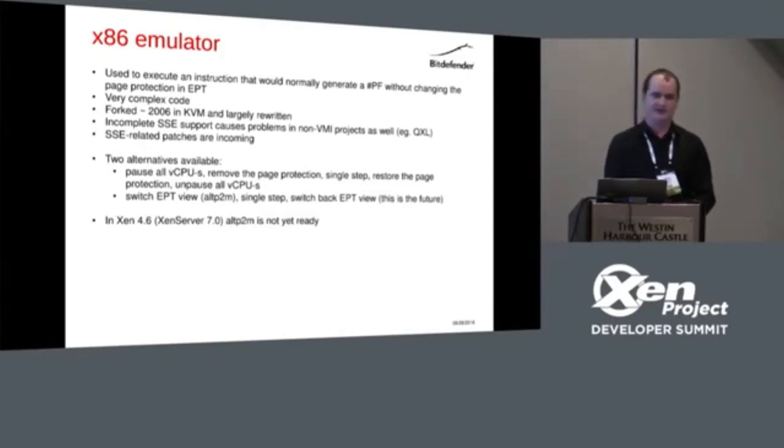So yeah, the x86 emulator is a pretty complex piece of code. As I've told a number of times, it's really intimidating. It was forked around 2006 by the guys doing KVM, I believe. It was largely rewritten. So yeah. There's work in progress for adding more support for missing SSE instructions.